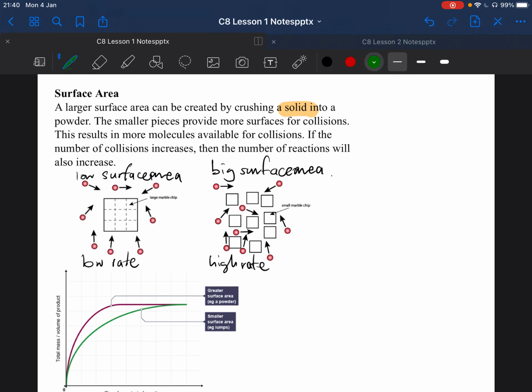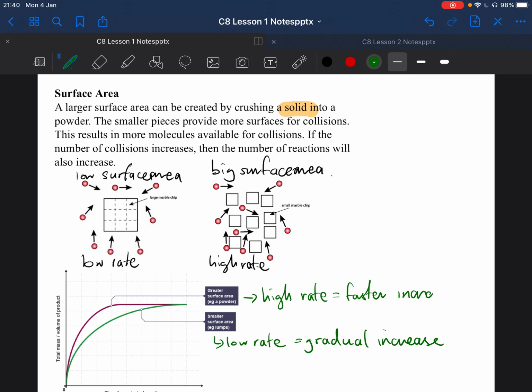If we look at our graph like we've done before, we can see that if we have a small surface area, we have a low rate, and it's that gradual increase again, and that's because there are less particles available to collide with, and so we get a slower rate of reaction. If we look at our bigger surface area, we would have a higher rate, and that is a faster increase in whatever we're producing. And that comes about because we have more surface for the collisions to happen over, so we are more likely to get reactions.